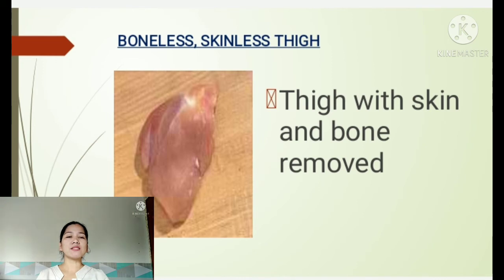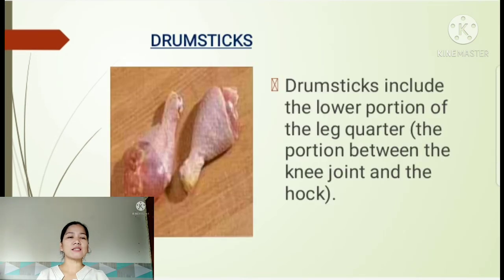Okay, we have the drumstick. The drumstick includes the lower portion of the leg quarter, the portion between the knee joint and the hock. Okay, so mula dun sa hita pababa, yung tinatawag nating drumstick. Kilalang-kilala ng mga bata sa tawag na chicken joy. Sabi nga, isa pang chicken joy.